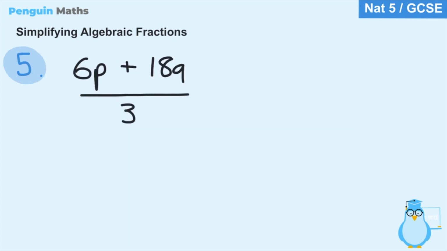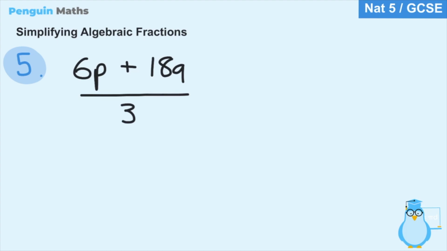Let's do the fifth and final example in this lesson. So here we have the fraction 6p plus 18q divided by 3. So again, the first thing that we do is to see straight away if we can cancel anything out on the top or the numerator with the denominator here. And we can see that these two terms are separate, so we have a 6p and 18q and a 3 on the bottom. So that means there's nothing we can cancel out straight away, okay?